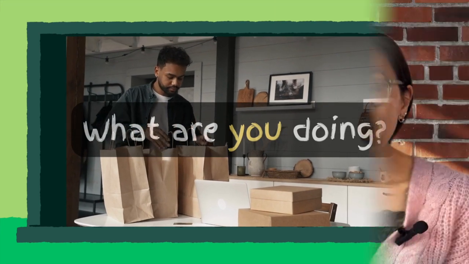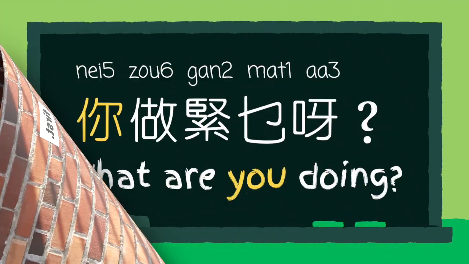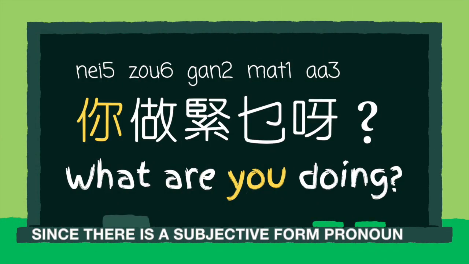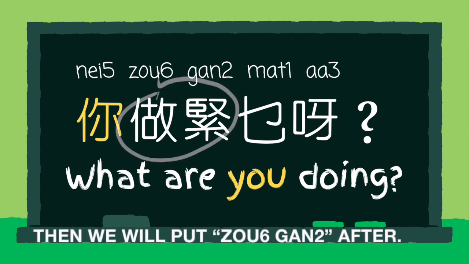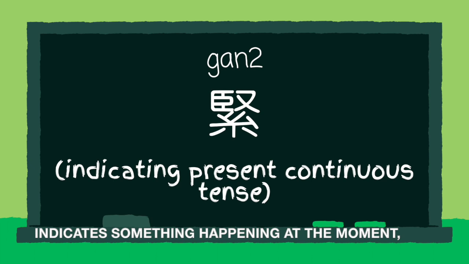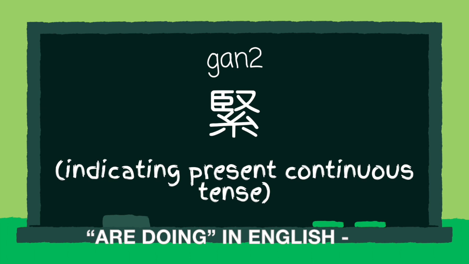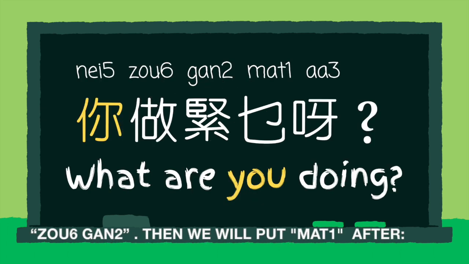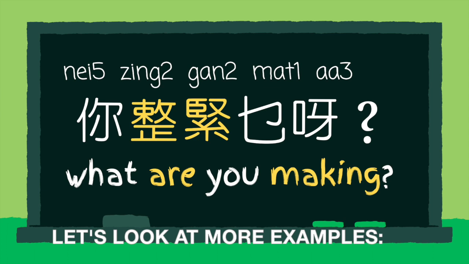Let's take a look at a different type of question using what with the same concept. What are you doing? If you have noticed, we usually put the subject at the front first. Since there is a subjective form pronoun 你, we'll put it at the front, then we will put 做緊 after. The particle 緊 indicates something happening at the moment. It's like present continuous tense are doing in English. 做緊. Then we will put 乜 after. The literal translation is you doing what? 你做緊乜啊?